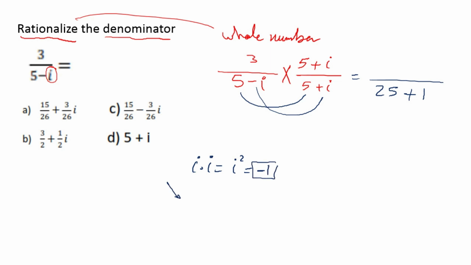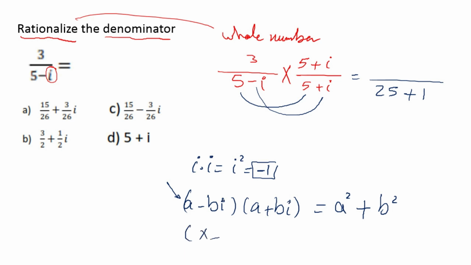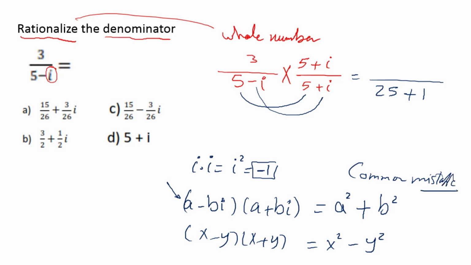And you should know that (A minus Bi) multiplied by (A plus Bi) is equal to A squared plus B squared. There is a big difference between how to simplify these two conjugates and (x minus y) multiplied by (x plus y), because this one gives me x squared minus y squared. This is a common mistake among students. It confuses them to notice the difference between a squared plus b squared and x squared minus y squared.